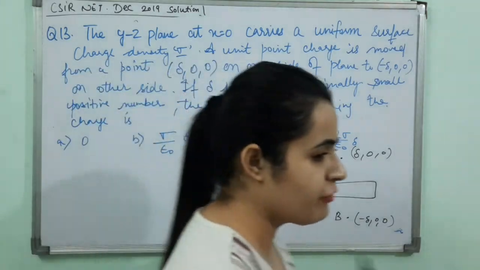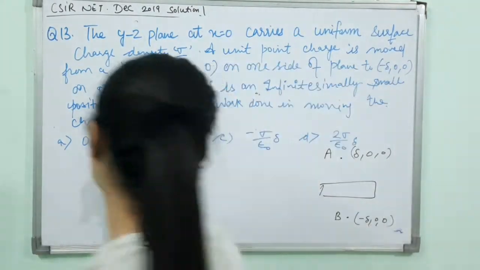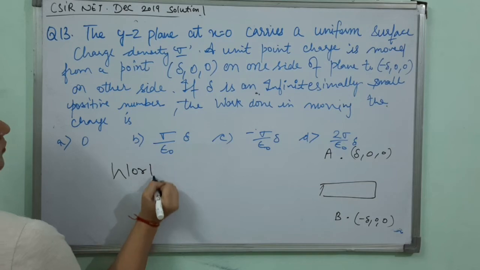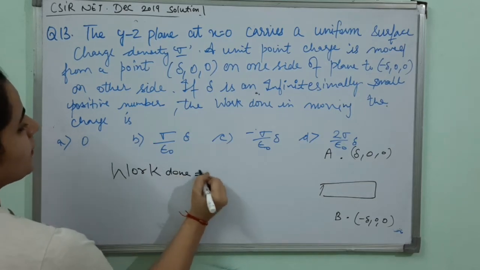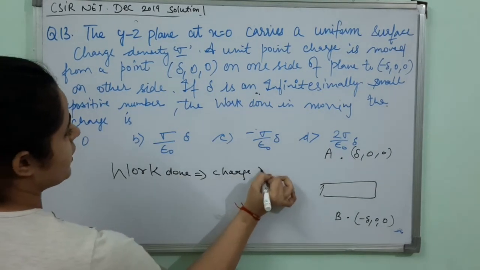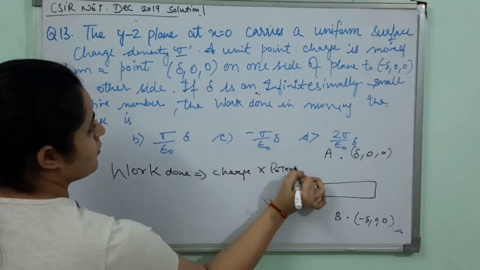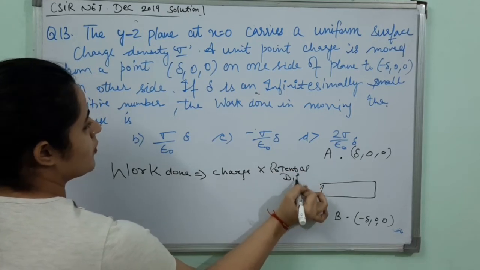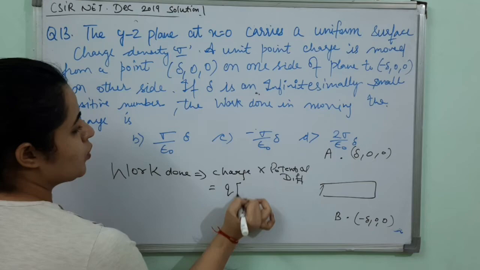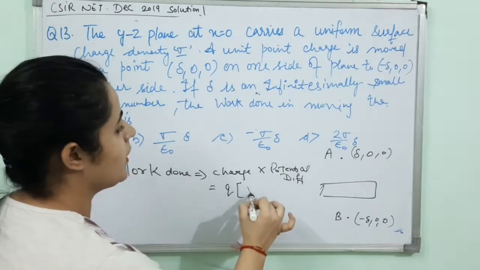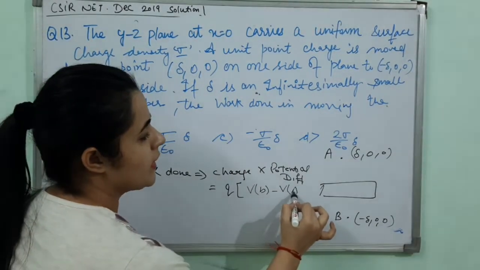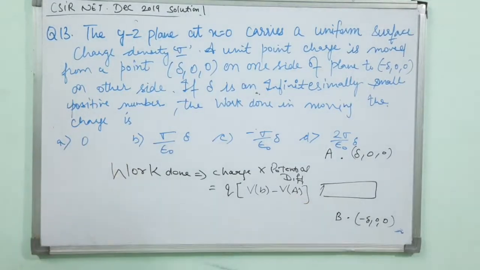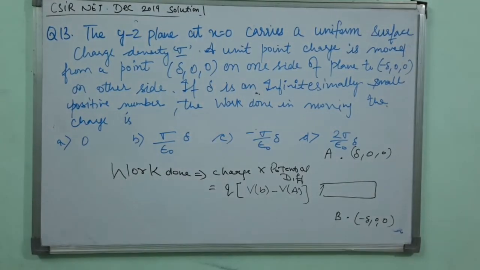What do you mean by work done? What is the meaning of work done? Work done basically means charge into potential difference. That means Q into potential difference, VB minus VA, that is potential of B minus potential of A. Okay, now clear?